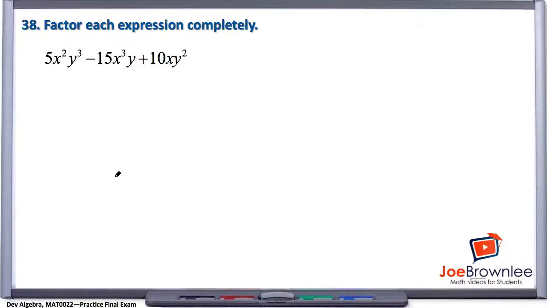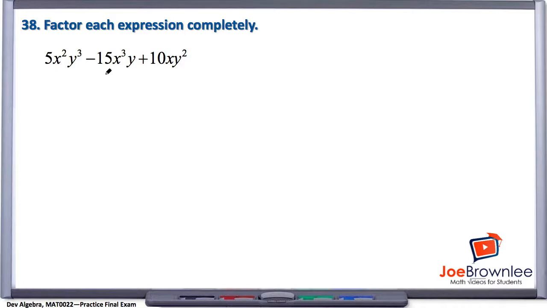Number 38, factor the expression completely, and we've been given 5x squared y cubed minus 15x cubed y plus 10xy squared. So let's go ahead and factor out the GCF here. And we're going to take it step by step. We're going to look for the GCF for the coefficients first, then the x's, then the y's.